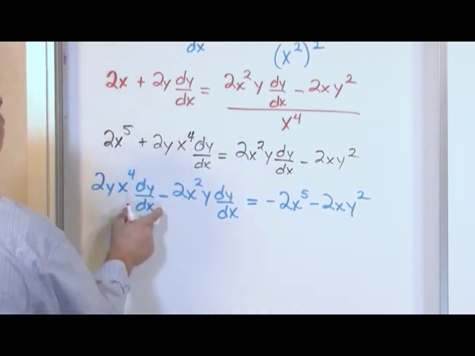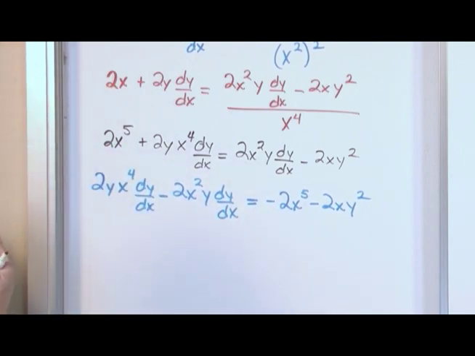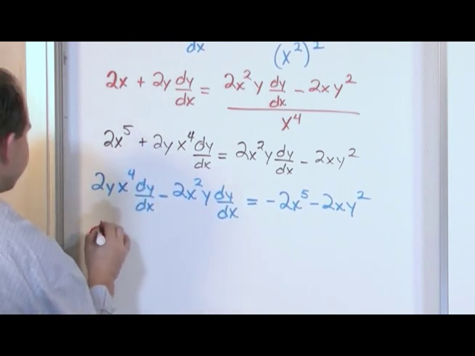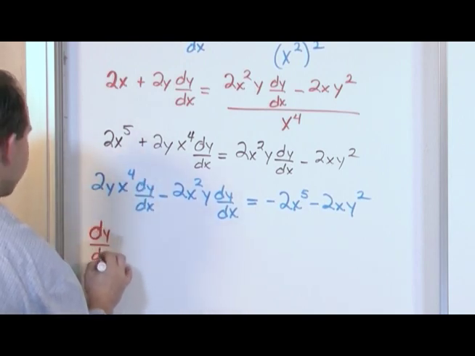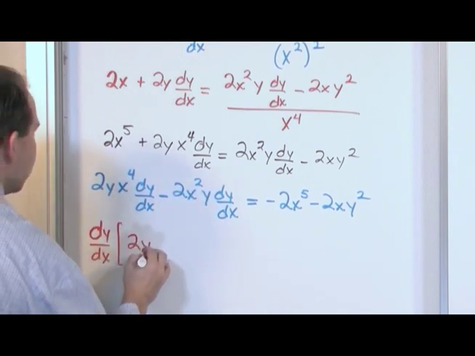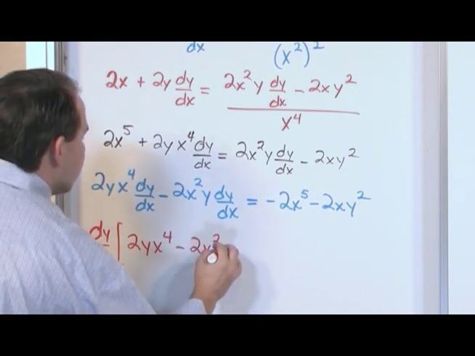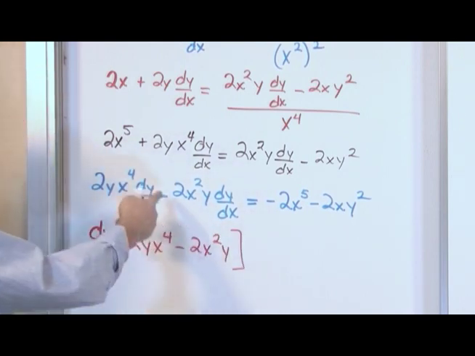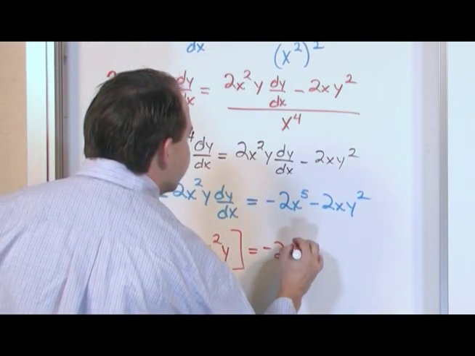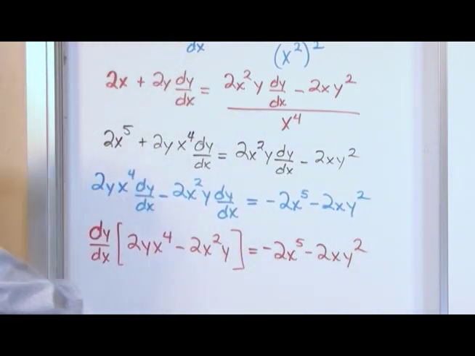So let's factor out dy/dx. You can treat dy/dx as any other variable. It's a quantity. It's the derivative. So we can factor it out over here on the left-hand side. dy/dx, and on the inside, we just write everything else. We have 2y x to the fourth power minus 2x squared y. So this is exactly the same thing we have on the left. On the right, we have negative 2x to the fifth minus 2xy squared.